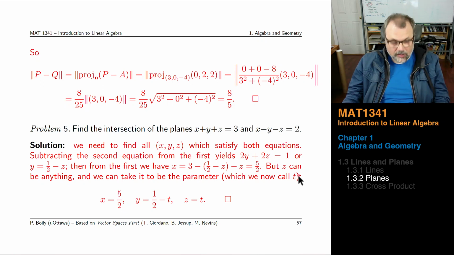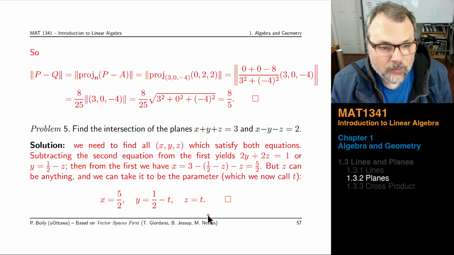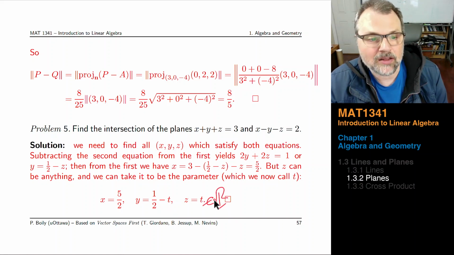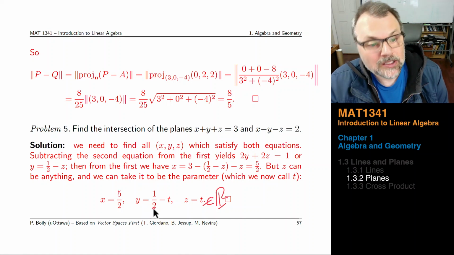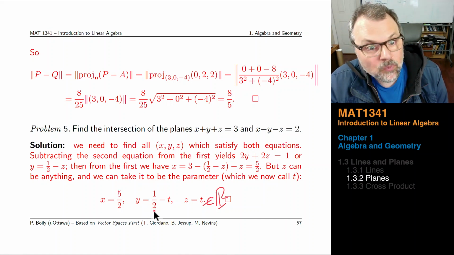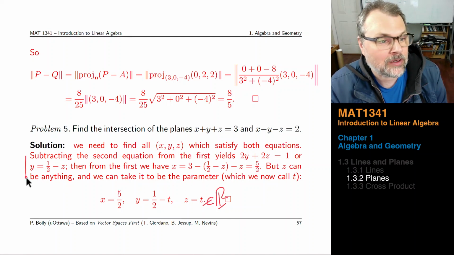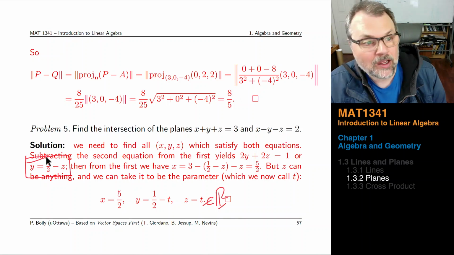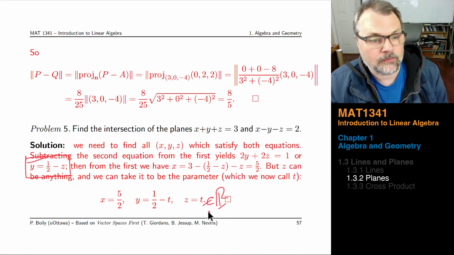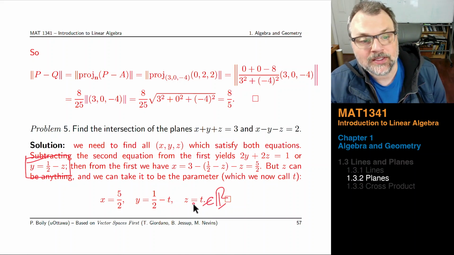t is some real number. Now we have a specific value of x. It's equal to 5 over 2. z can be anything. y cannot be anything without taking into account what z is, because the way we set it up here, we have that y is equal to 1 over 2 minus z, 1/2 minus z. So 1/2 minus t, because we said that z is equal to t.